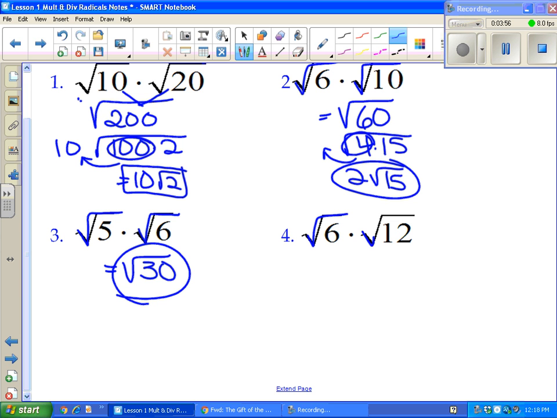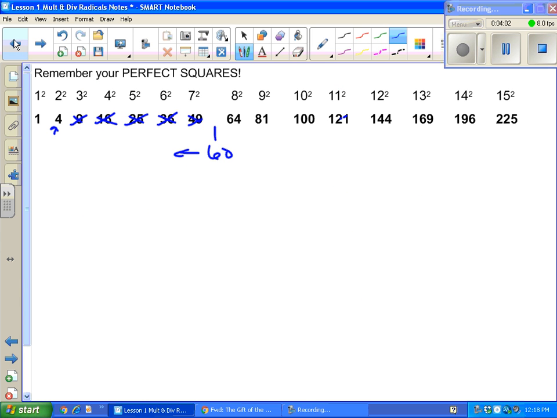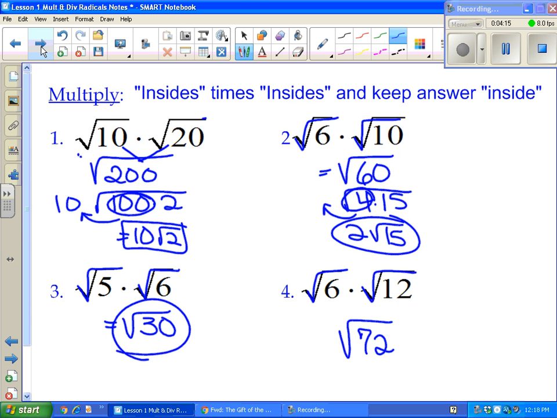6 on the inside times 12 on the inside is going to give me 72 on the inside. Going back and looking at our perfect squares, I'm going to start with 72. 72 falls right here between 64 and 81. So I'm going to start going back here. 64 doesn't go. 49 doesn't go, but guess what? 36 goes into 72 2 times. So that's the same thing as 36 times 2. The square root of 36 comes out as a 6. 6 square root of 2 is the final answer. So again, you're multiplying and then you're simplifying your square root. Inside times inside, keep the answer inside.